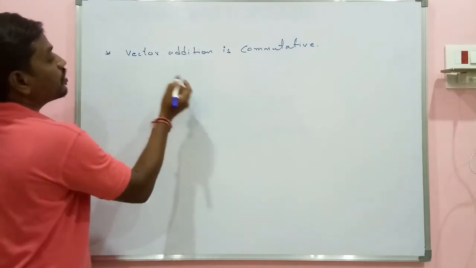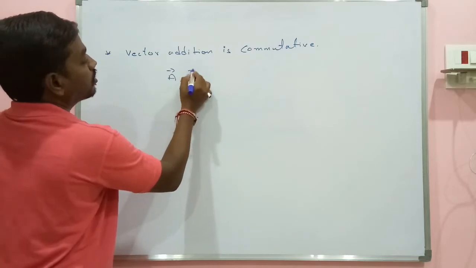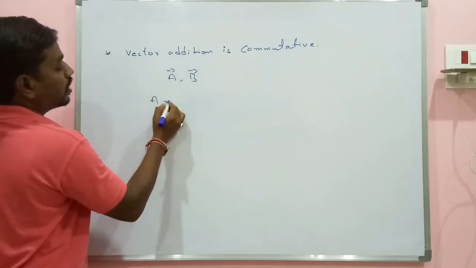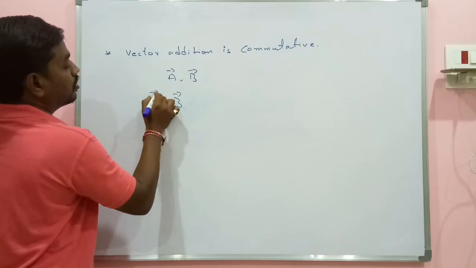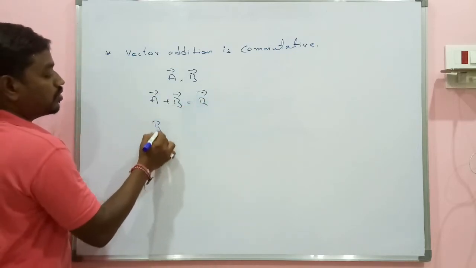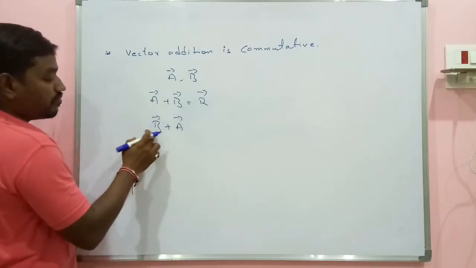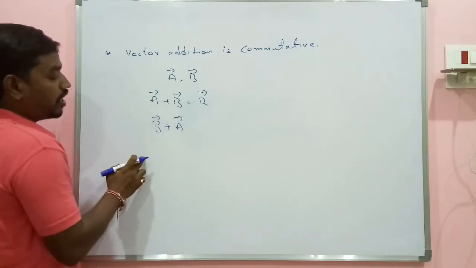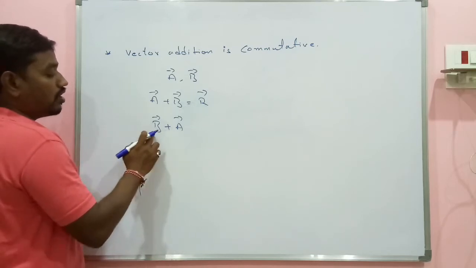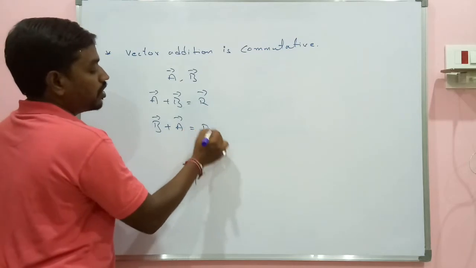Let me give you the expression for that. Suppose you have vector A and vector B. You added vector A and vector B now. You got a resultant R. Suppose you have changed the order of addition, and instead of A and B we added B and A. We have done calculation B plus A. This also will be equal to vector R.